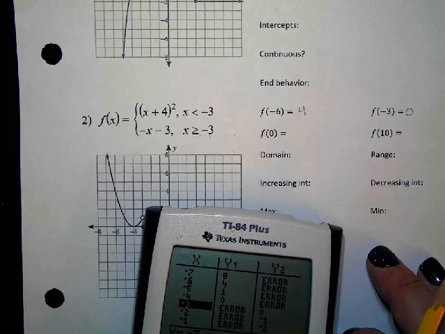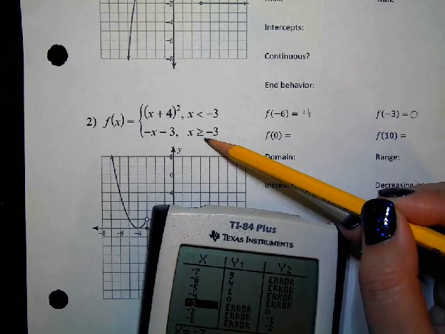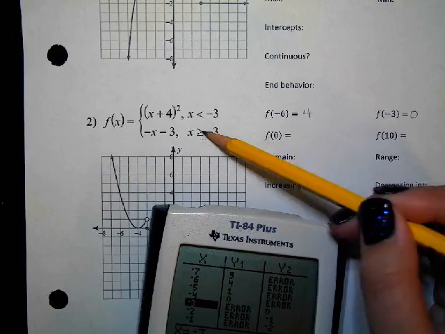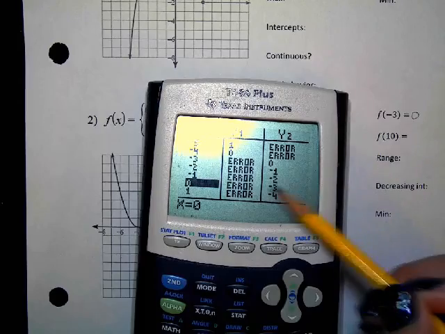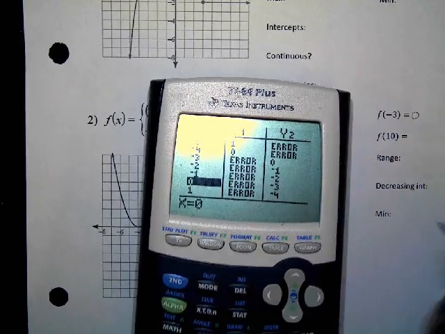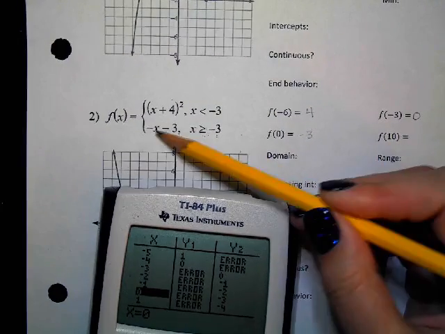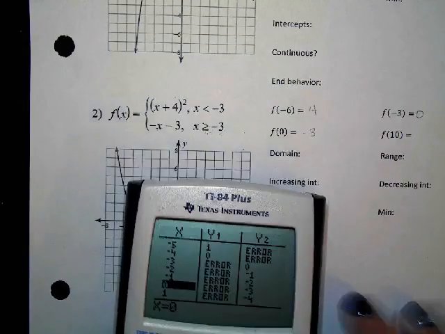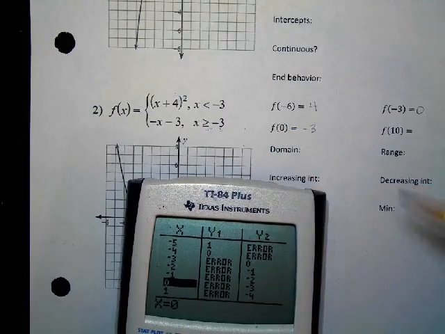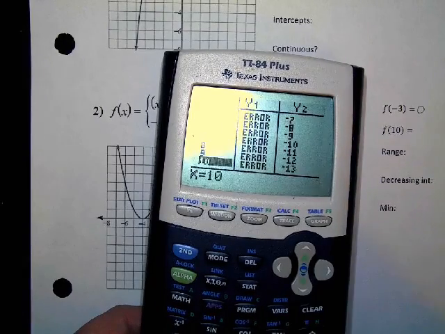The second one. 0 is a number that is greater than -3. 0 is bigger than a negative number, so it gets plugged into the second one. If I plug in 0, I get -3 as an answer, because I get -0 minus 3, -3. And then if I plug in 10, 10 is going to be plugged into the second piece. If I plug in 10, what am I going to get? -13. All right.